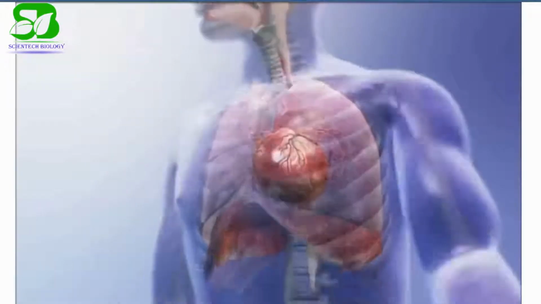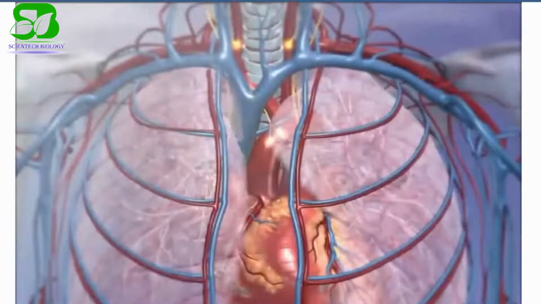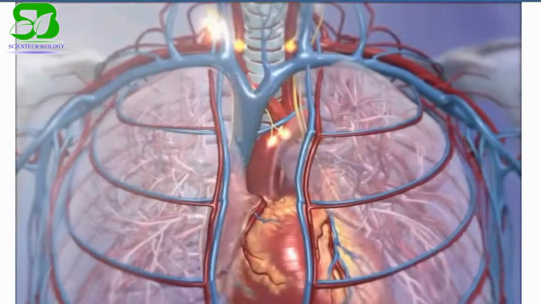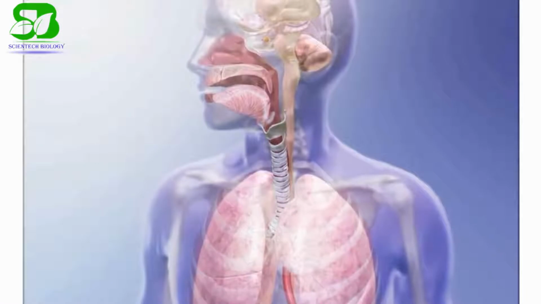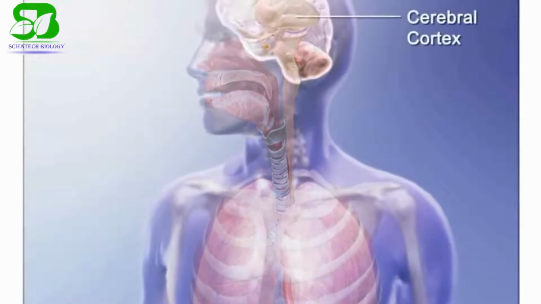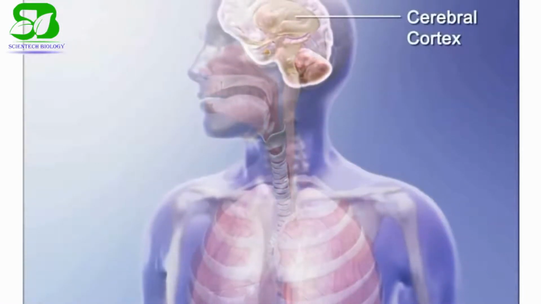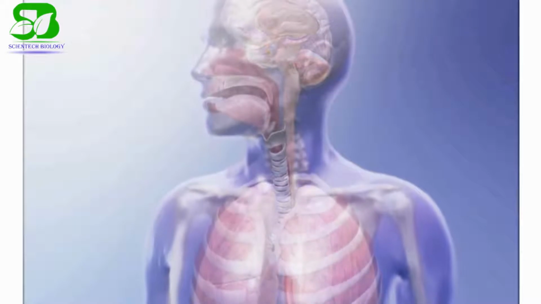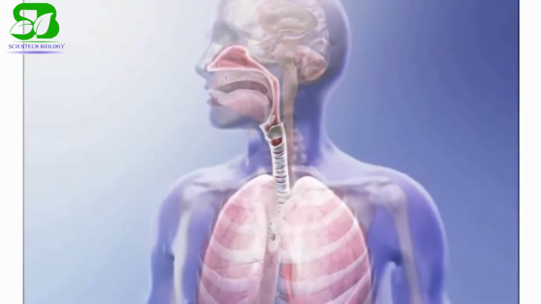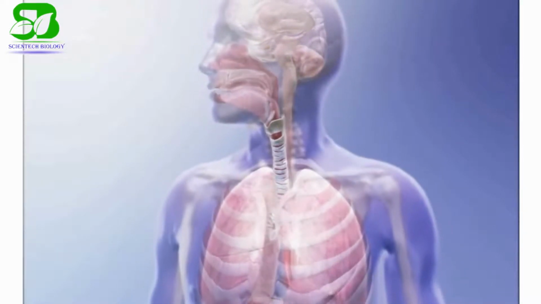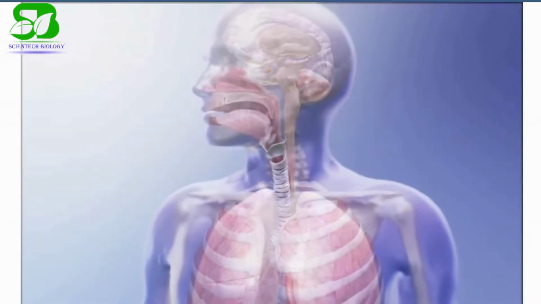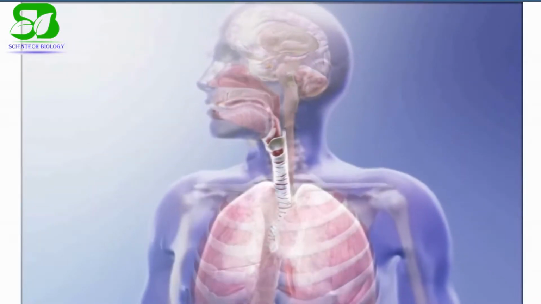When the body uses more oxygen, sensors in the blood called chemoreceptors send signals to the brain. So the rate of breathing increases. Actions including talking, sneezing, and coughing can also alter the breathing pattern for a short period of time.